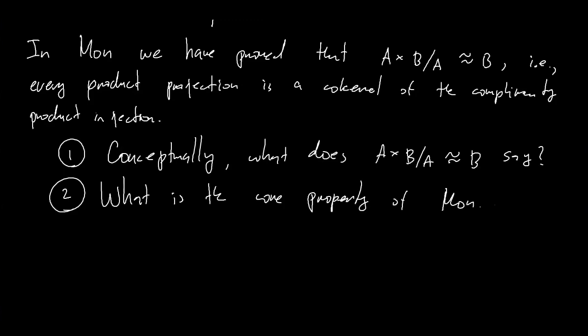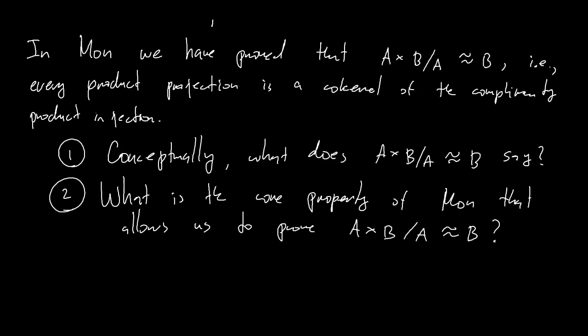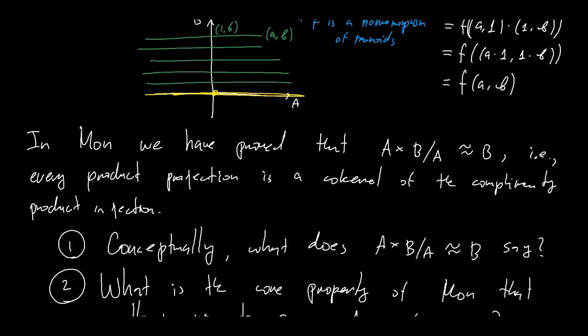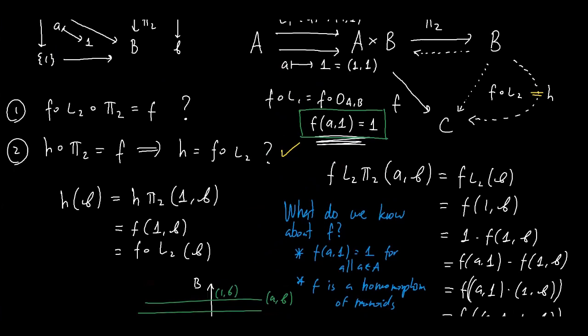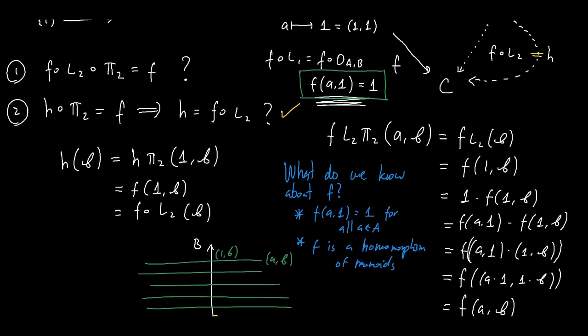In this category that allows us to prove this. Is it not what you said earlier, that there's always a morphism from A into the product? No, that we have in any pointed category. Oh, okay. Yeah.